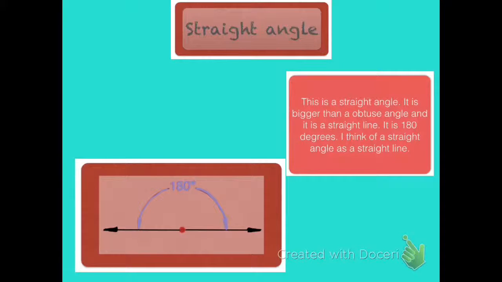The next angle is a straight angle. This is a straight angle. It is bigger than an obtuse angle and it is a straight line. It is 180 degrees. I think of a straight angle as a straight line.